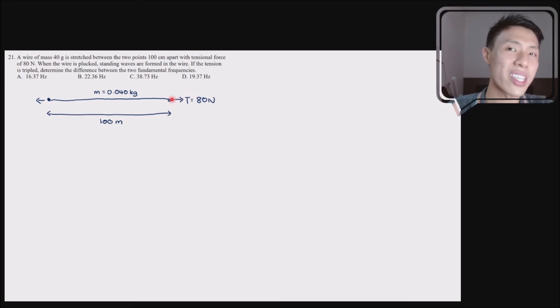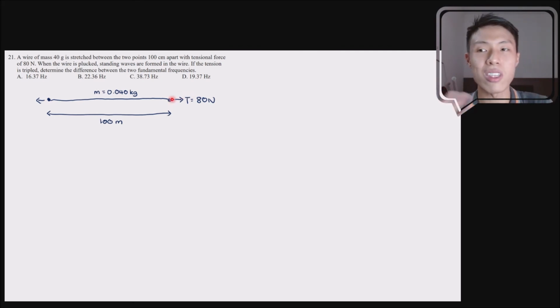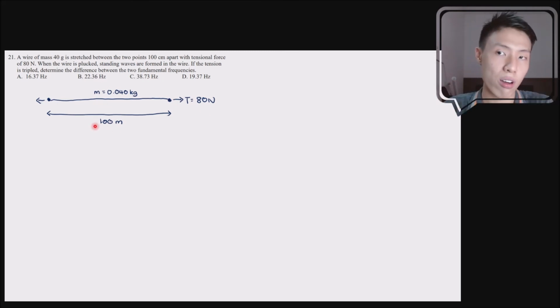So you know that it will be related to speed. This is some intuition that you can build. You see tension, you see mass, you see length, you know that it will be related to the speed of the wave traveling in the wire. Next, they tell you that this wire is plucked and it forms a standing wave.